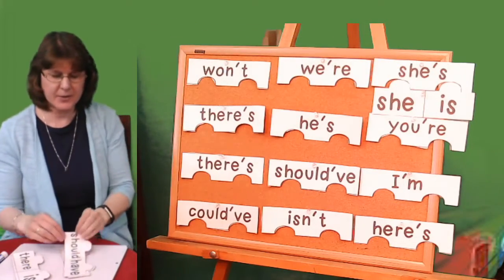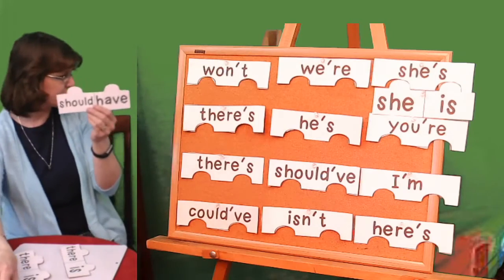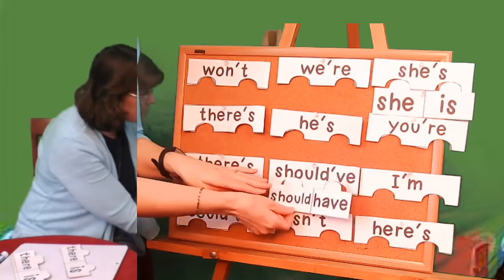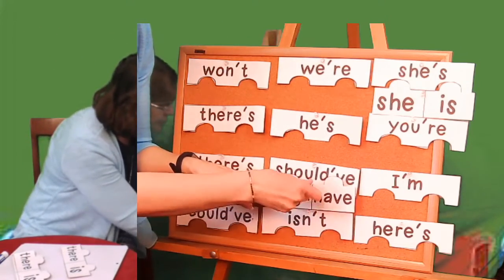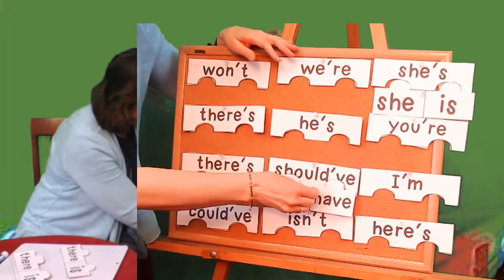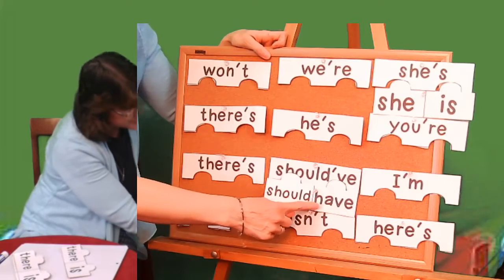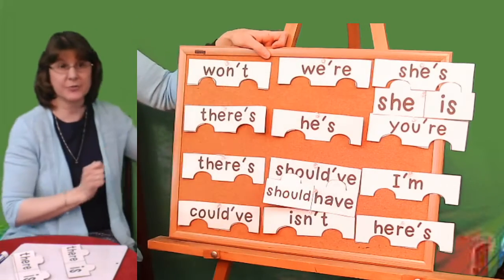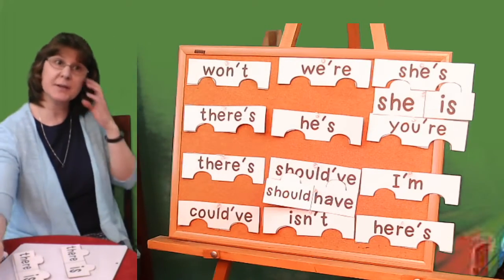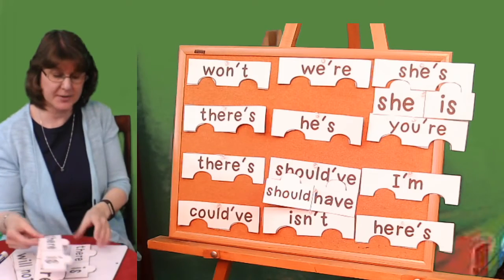Let's pull out another one. We have should have. And that one would go down here, should've. Should've came from should have. We took out the H and A and put the apostrophe in. Boys and girls, you can pause at any time if you want to try to practice writing some of these.